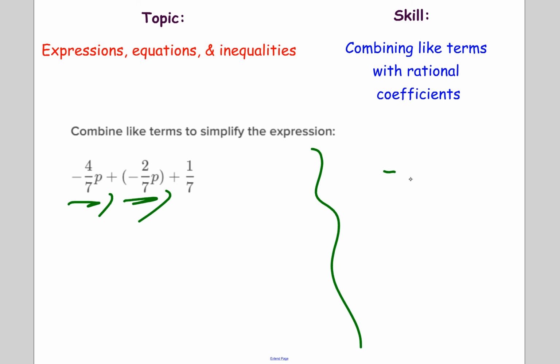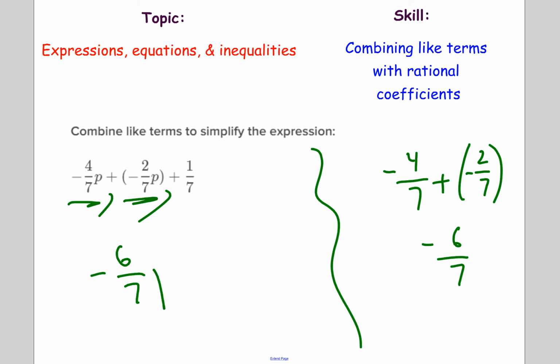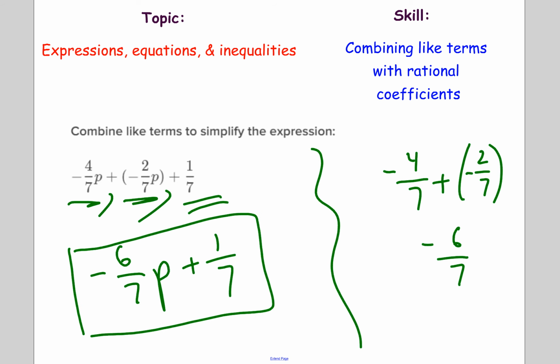All right, let's do that over here. Negative 4/7 plus negative 2/7. All right, well, I have a negative and I have another negative, so we'd really just be adding these together to make negative 6/7. So this comes out to be negative 6/7 p. Well, what's left over is positive 1/7, so plus 1/7. And that's our simplified expression, folks. See, told you it's not so scary. Let's do the next one.